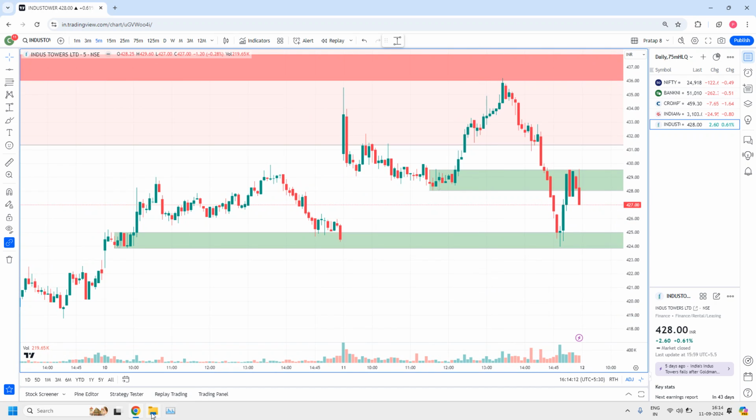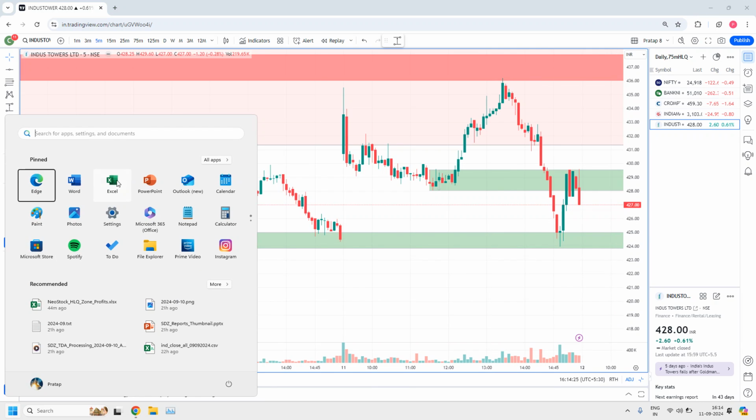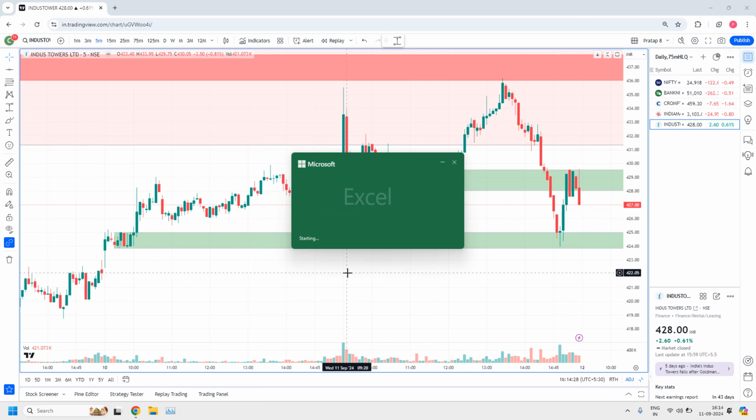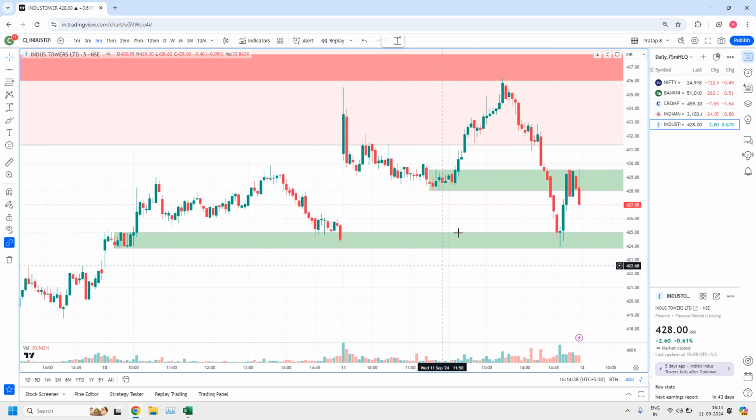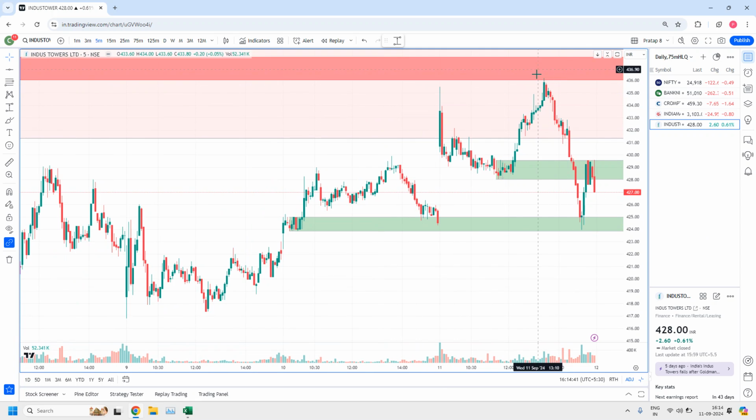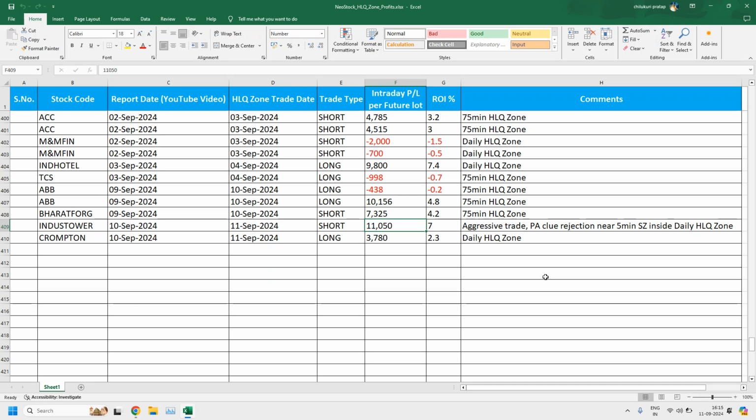So this is the way from here to this second 15-minute zone. See, where you book the profit is up to you. But how much opportunity our high liquidity zone has given today, let me open the Excel sheet. Okay, INDUSTOWER has given 11,050 rupees profit. From this aggressive 5-minute setup to this second 15-minute demand zone, that is the target zone, we got 11,050.